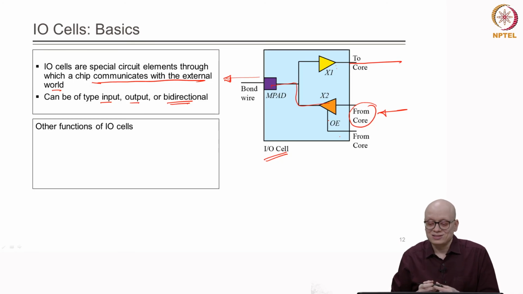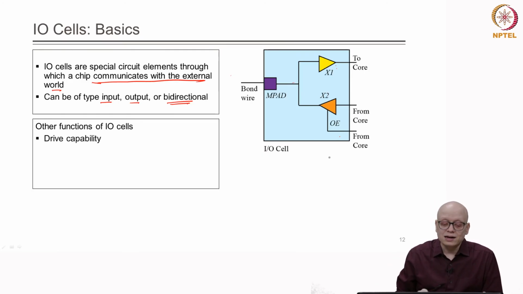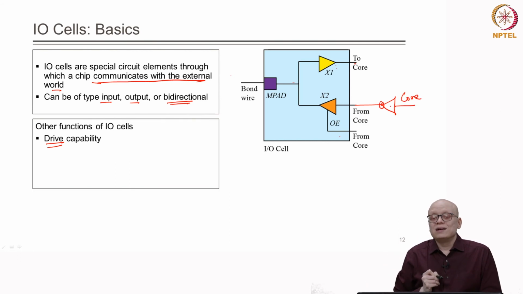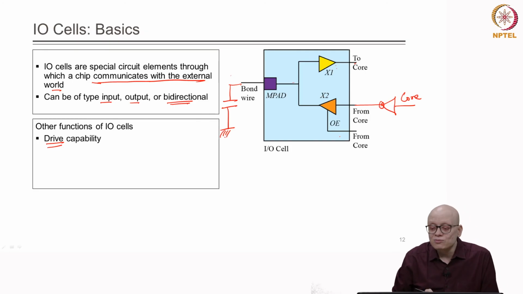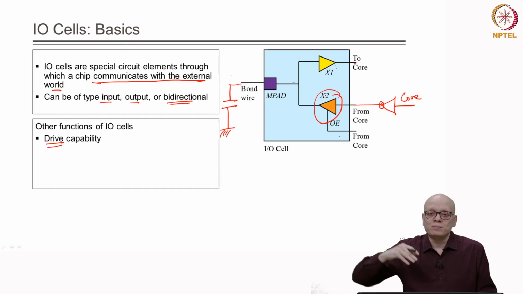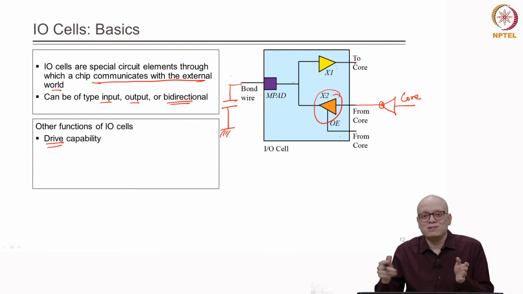Now, what are the functions of IO cells? One of the functions we have already seen, that it communicates with the external world. Other than that, there are other functions of the IO cells, the most important being to enhance the drive capability. Typically the cells that are driving from the core logic may not have sufficient drive capability to drive the load at the output of this line. Therefore, the buffers in the IO cell must enhance the drive capability. So, the IO cells typically enhance the drive capability using buffers or a chain of buffers.